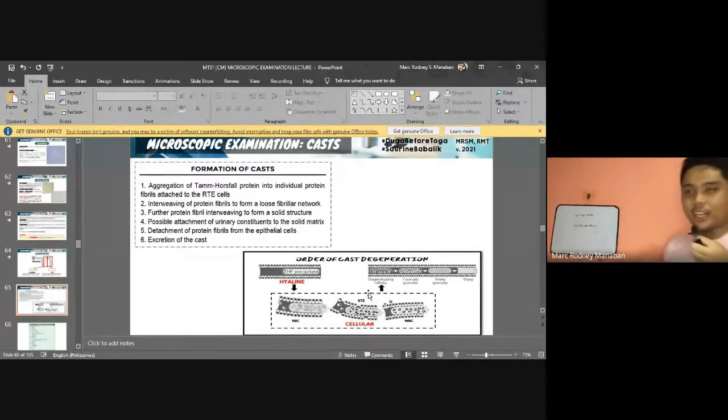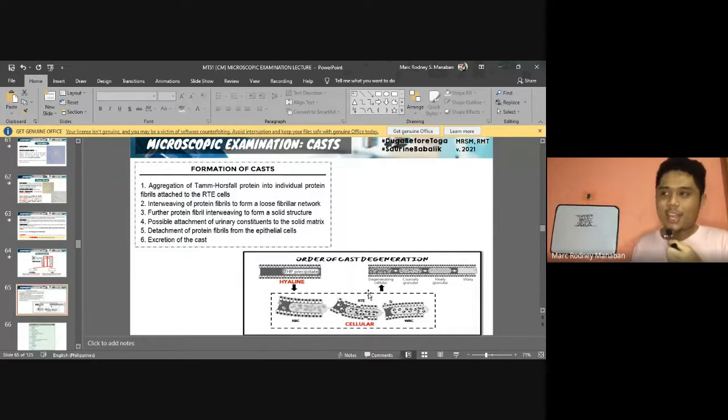Then, of course, in cases of increased urinary stasis, an acidic environment, or strenuous activity and exercise, more uromodulin is going to be produced, and what happens is they aggregate. All right? Aggregate. What happens after aggregation? They form what we call an interweaving fibril network of protein. And they continue to form interweaving fibrils. Alright? And remember, these fibrils look like a mesh.